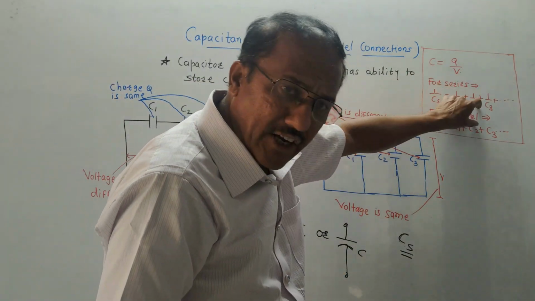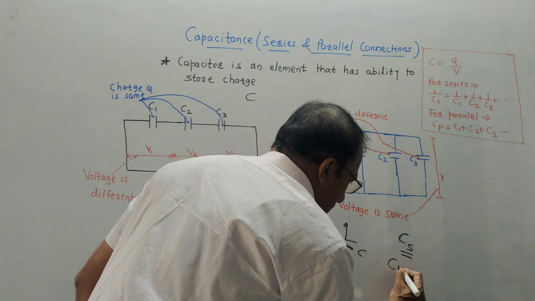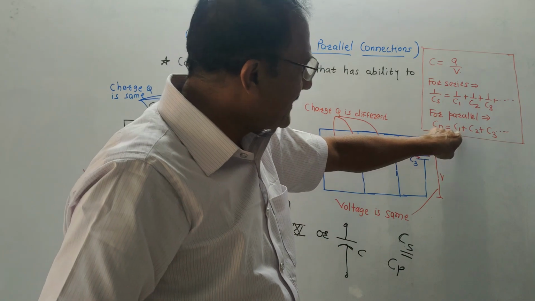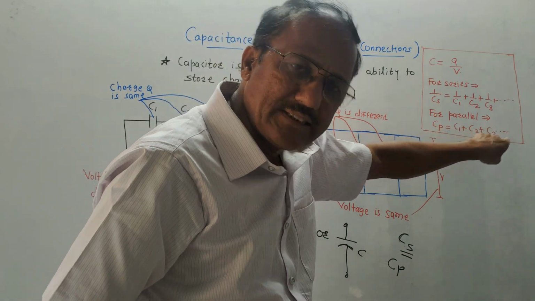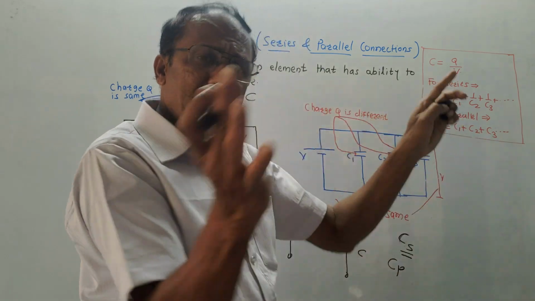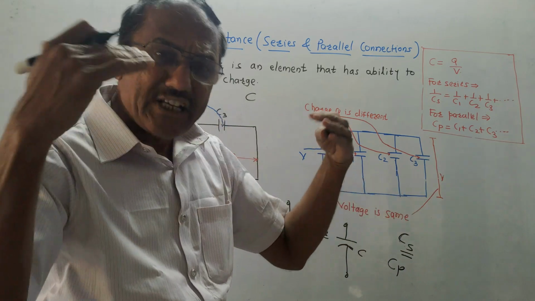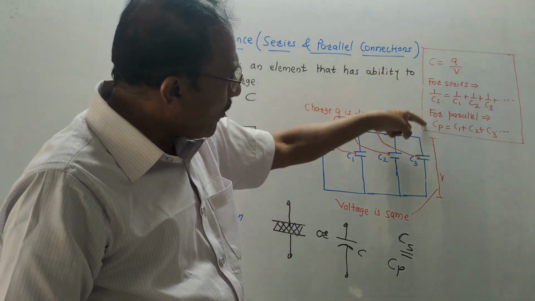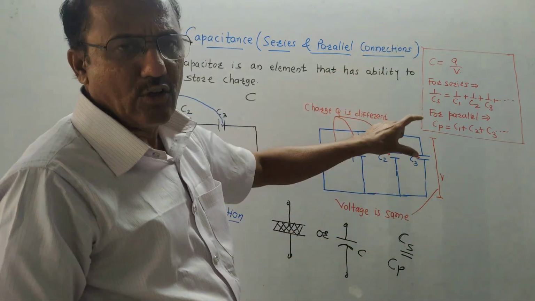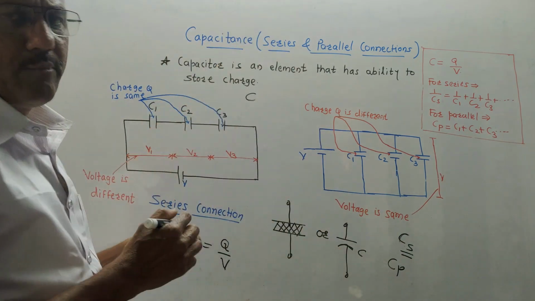Whereas for parallel connection, the equivalent value of capacitance is denoted by Cp, and it is simply given as C1 plus C2 plus C3 and so on. How do you memorize this formula? Very simple. It is exactly opposite to the series and parallel connection of resistors. So these are the formulae we need to apply while solving the numericals. So let us solve few numericals to get an idea of this concept.